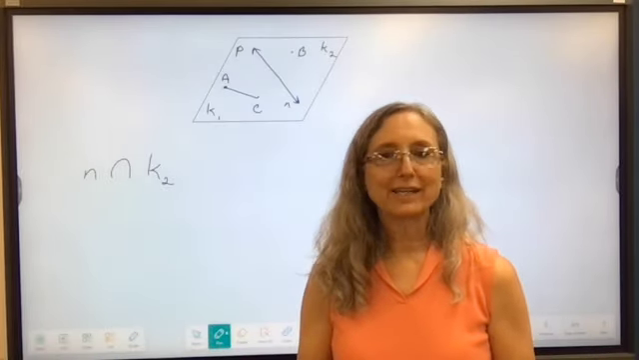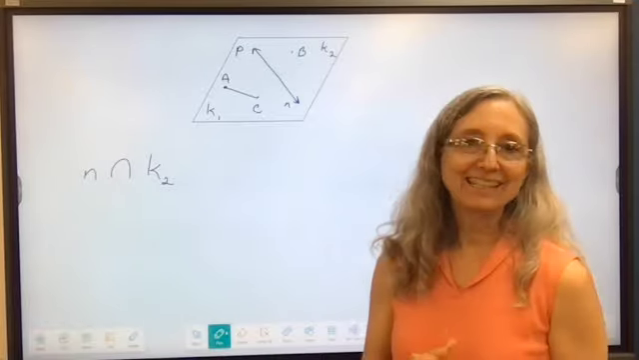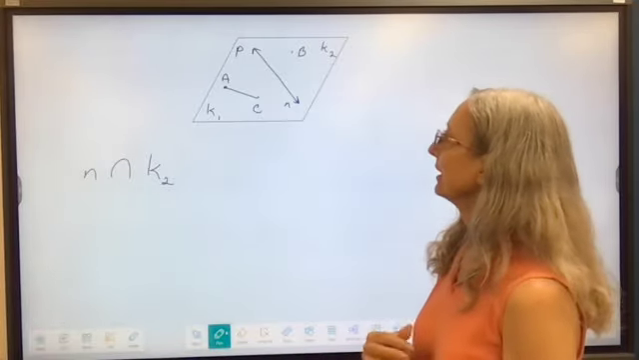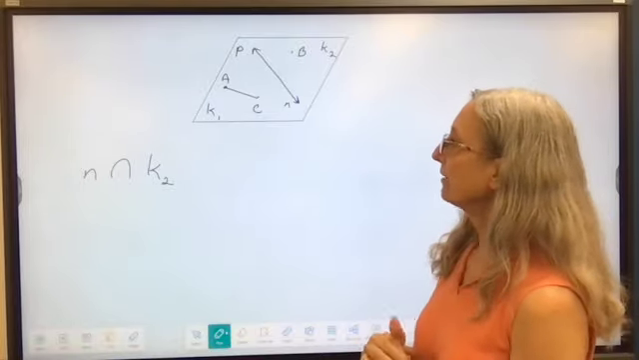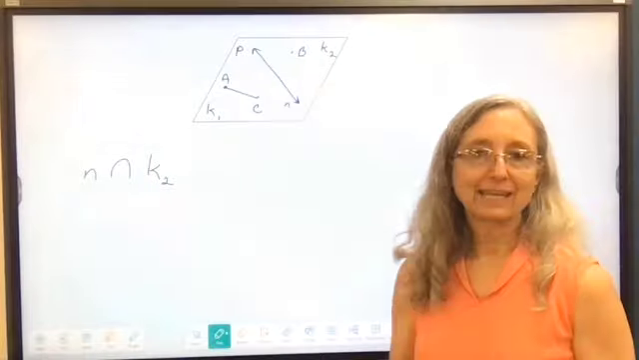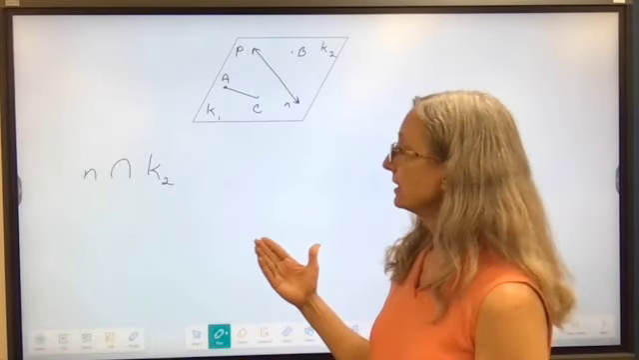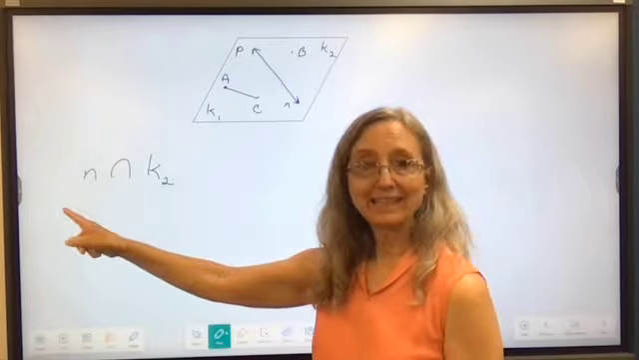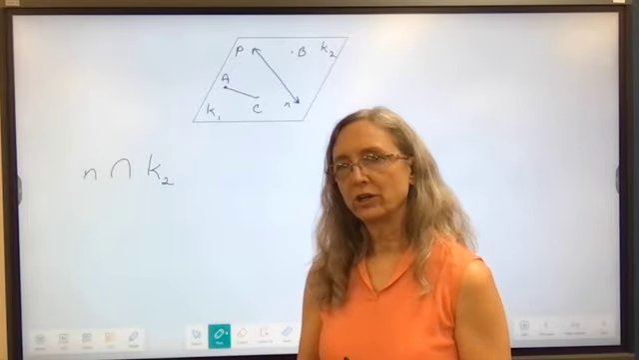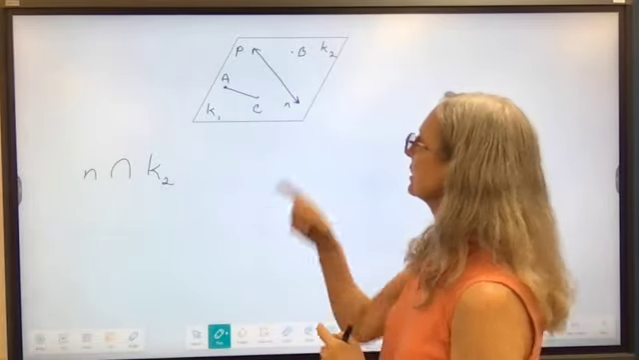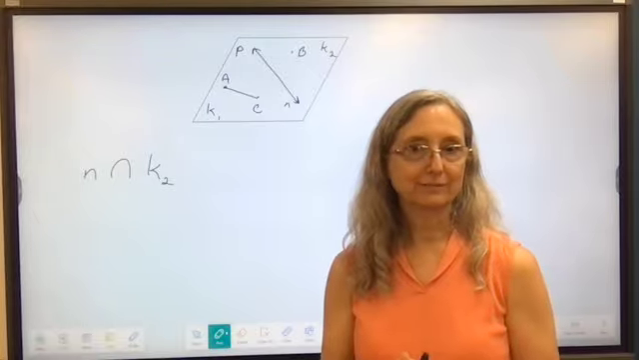Okay, I drew a plane on the board. This is plane P, and we have line m on plane P, and we have points A and B and C, and the two half planes are K1 and K2. So let's analyze this. I want to know what's the intersection between line m and K2. What would your answer be? What's the intersection between this line and this half plane here? Think about it.